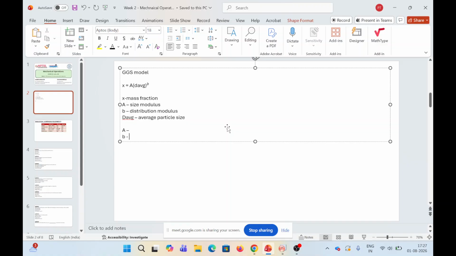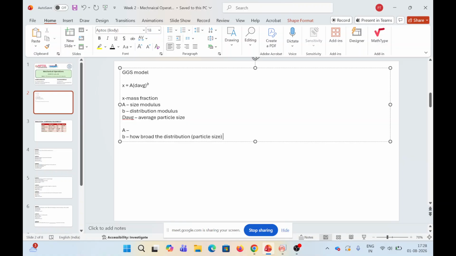So B is something called distribution modulus that typically represents how broad the particle size distribution is going to be. Whether that particle size distribution is going to be a narrow one, which typically means that the majority of the particles are going to be in the same size range, or is it going to be broad, that is, you have a larger number of particles with different sizes. That particular width of the distribution is usually gauged by the parameter B, distribution modulus.